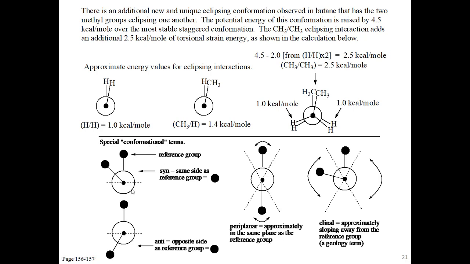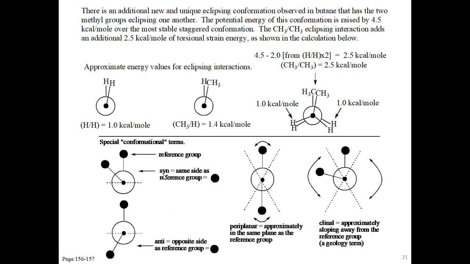So in these conformations, if both groups are above, say, this horizontal line, okay, they're on the same side, this is our reference group, we call that syn. So the second group is syn to this reference group because it's on the same side if we cut the circle in half. Okay, if we're below the halfway line to the reference group, we call that anti.